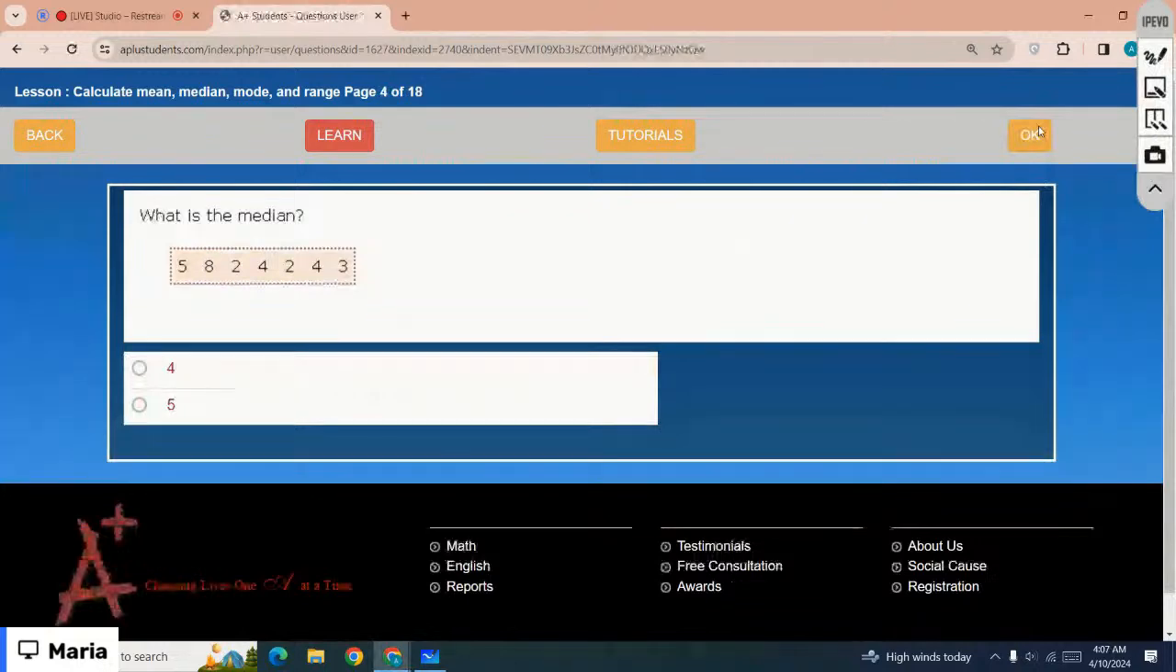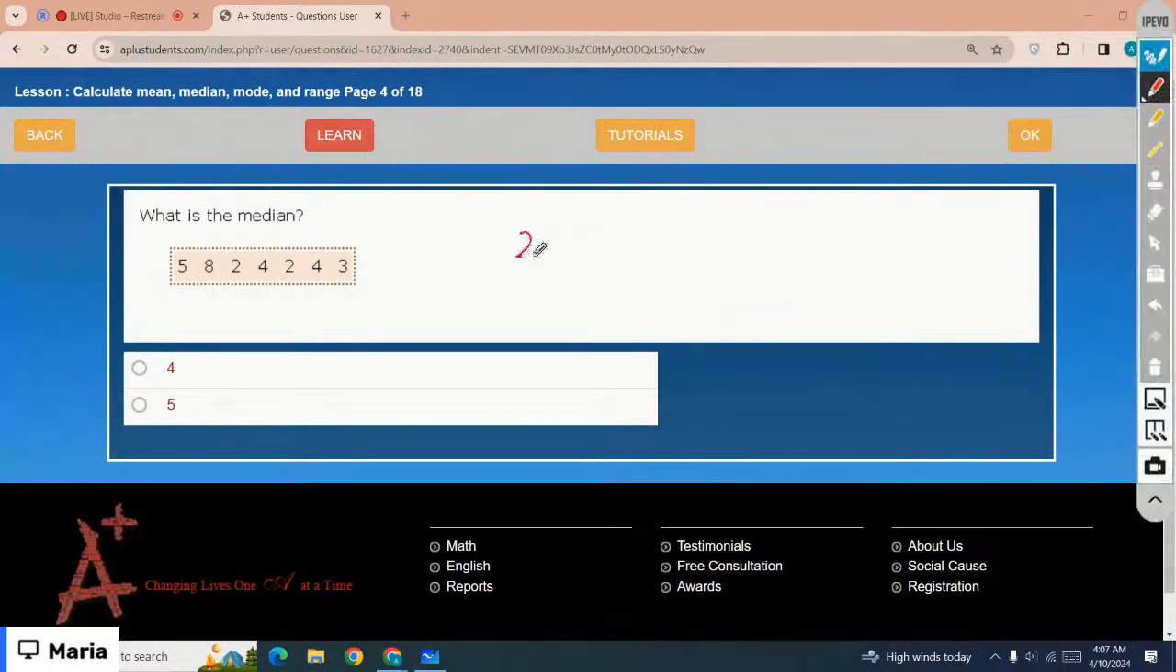What is the median? You have to find the median. Again, for the median, you need to arrange them from least to greatest. Let's arrange them: 2, 2, 3, 4, 4, 5, and 8. There are 7 numbers. You have three numbers on this side and three numbers on this side. So 4 is the median. The correct option is 4.